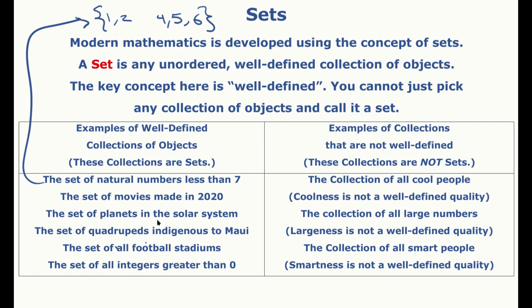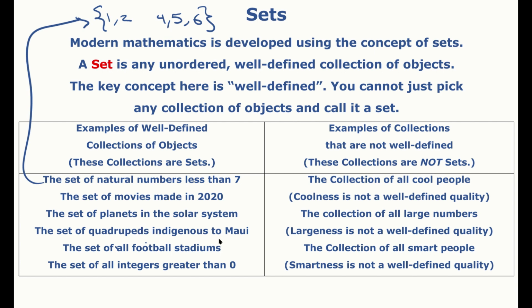Here's another one, the set of planets in the solar system. This one may be slightly debatable because remember, poor Pluto keeps getting counted as a planet and then not, etc. But we all have a pretty good idea of what's in this particular set. The set of quadrupeds indigenous to Maui. Okay, so basically all the four-legged animals that are indigenous to Maui.